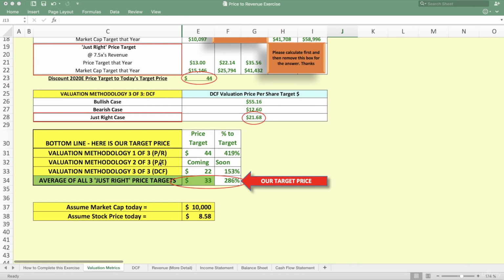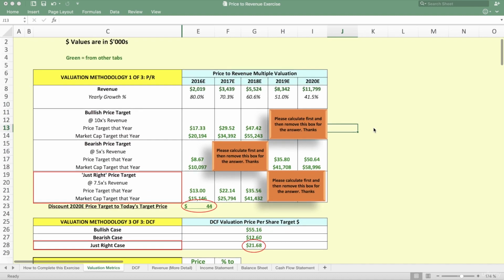And then next exercise, in the next section, we'll do price to earnings, and then we'll take an average of all three, okay? All three of these. And the reason we take an average is just to kind of minimize the margin of error if one of them is way, way off. And we never know which one it is. Okay, cool. So let's talk about the bullish price target, right?